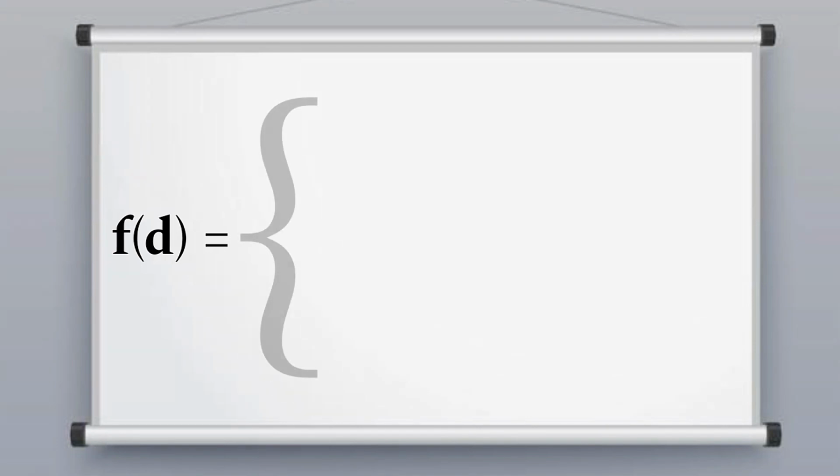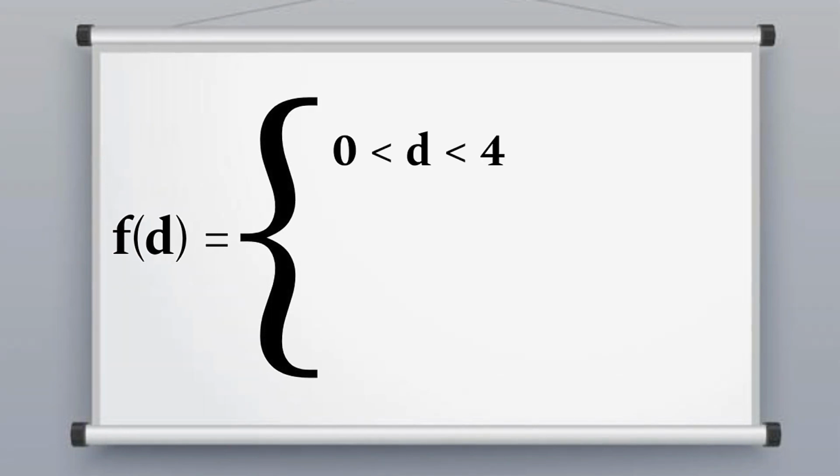To determine the fare price, let's use a piecewise function to represent the jeepney fare in terms of distance in kilometers. Step 1. Identify the intervals. Determine the interval defined by the condition. Here, we have 3 intervals. Number 1. D is greater than 0 but less than 4. Number 2. D is equal to 4. Number 3. D is greater than 4.